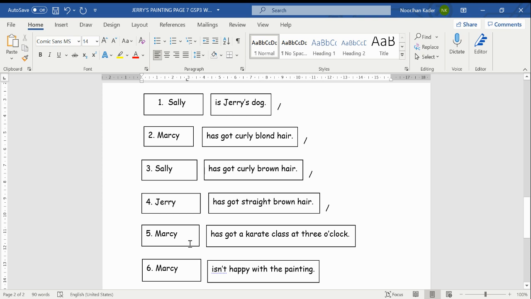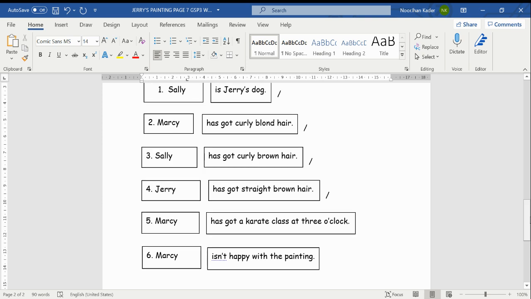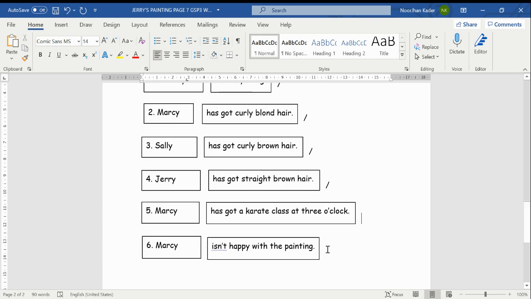What is Marcy doing at Jerry's house, and how she's rushing to go back because she has got a karate class at 3 o'clock. So this very well describes to us that Marcy is actually rushing to go for a karate class at 3 o'clock, but she's still waiting for Jerry to finish painting so she can have a look at it. So of course, this is correct. This happens first, then only when she sees that the picture which Jerry has painted is not her picture but Sally's, then only she isn't happy with the painting. So then you can see the look on the face.